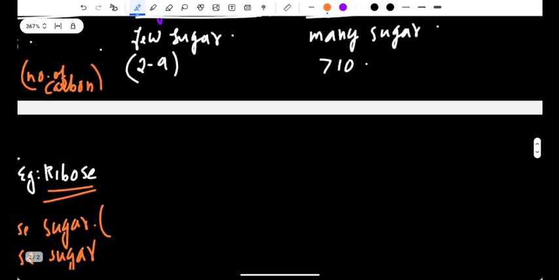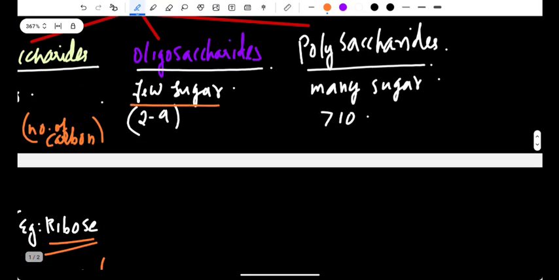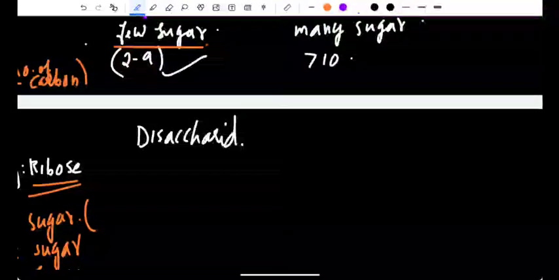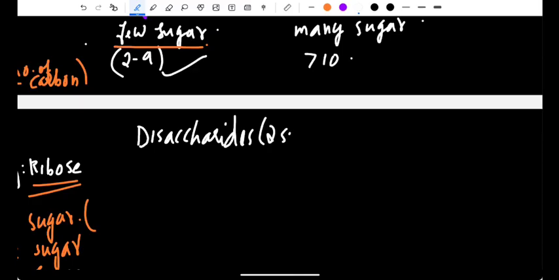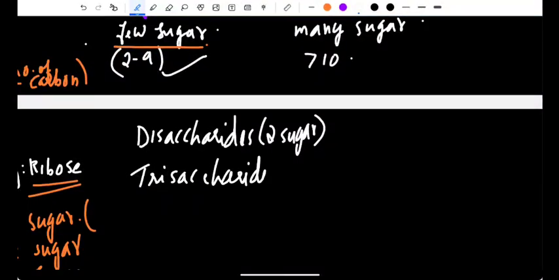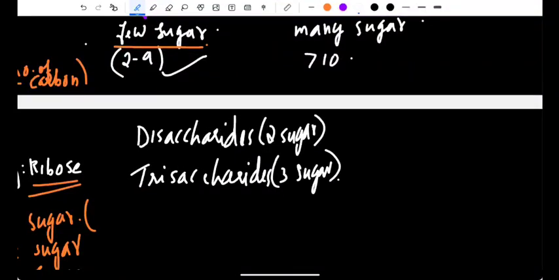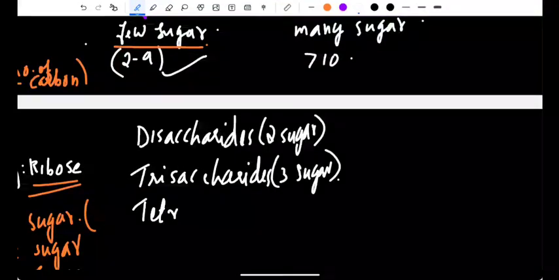Then oligosaccharide means few sugars are present. 2 to 9 sugars can be present. If 2 sugars are present, that is known as disaccharide. If 3 sugars are present, that is trisaccharide. If 4 sugars are present, it will be tetrasaccharide.